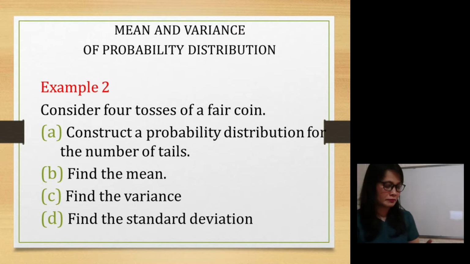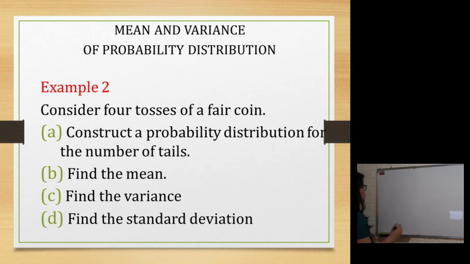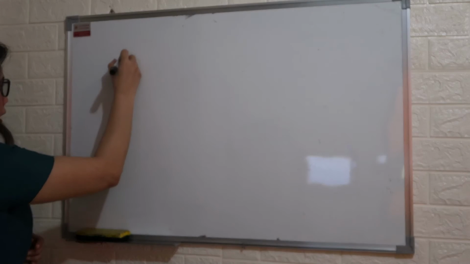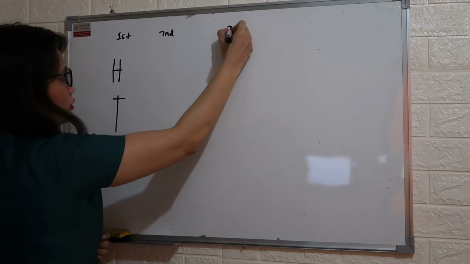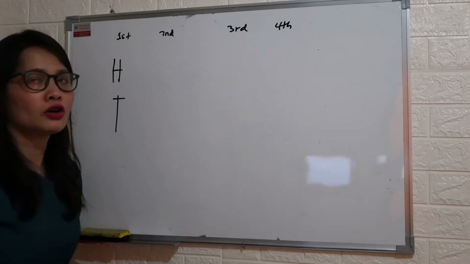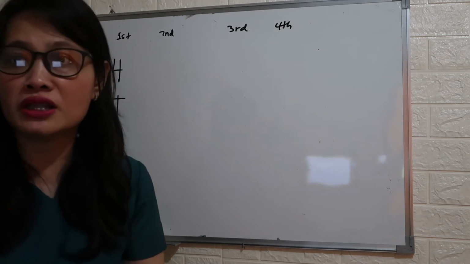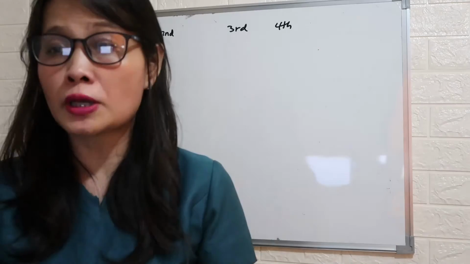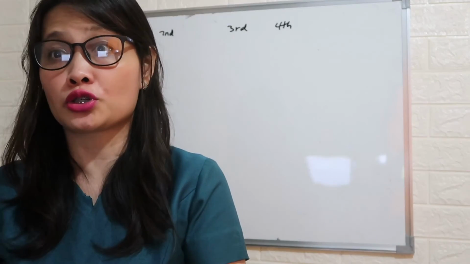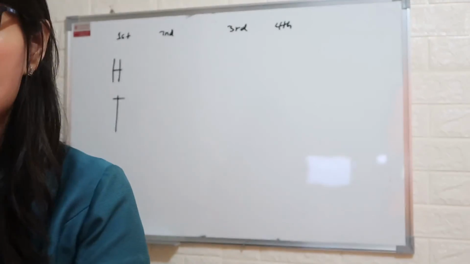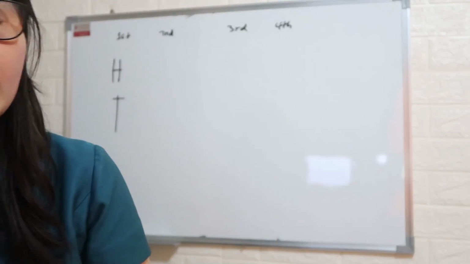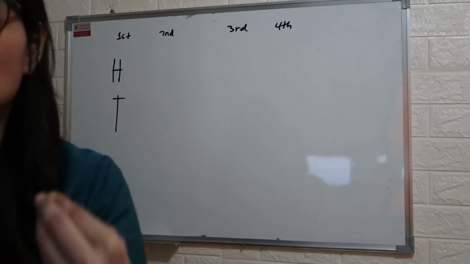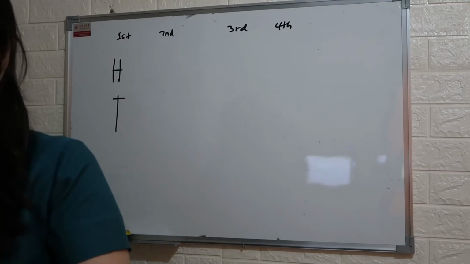Okay? Tree diagram. So we have the first coin, so we have head and tail. This will be your first coin, second, third, and then fourth tosses of the coin. We need to determine the number of outcomes before we construct a probability distribution. A probability distribution can be in the form of a table, graph, or formula. First, we need to identify the outcomes of the number of tails.